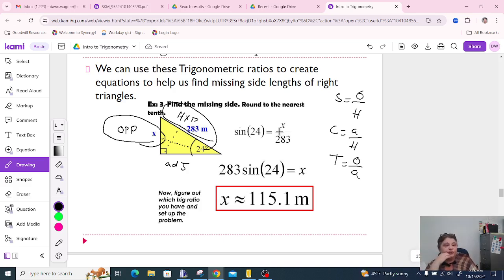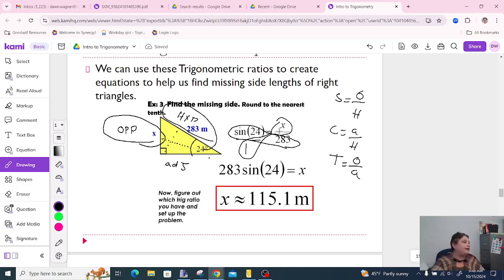And you would use the degree that we labeled from. It would be sine of 24 degrees equals x over 283, right? I would place this over 1, and I would cross multiply. When I cross multiply, I get x on this side because 1 times x is just x, and then over on the other side, I get 283 times sine of 24.